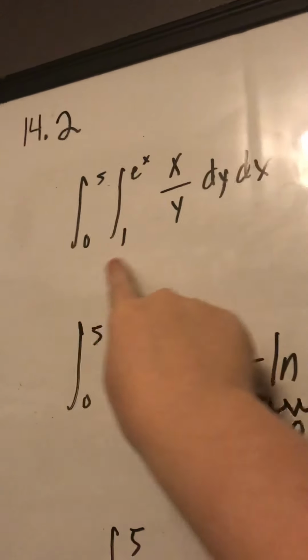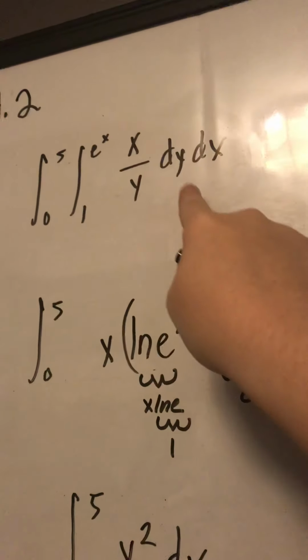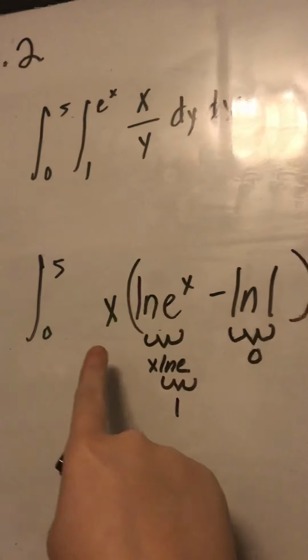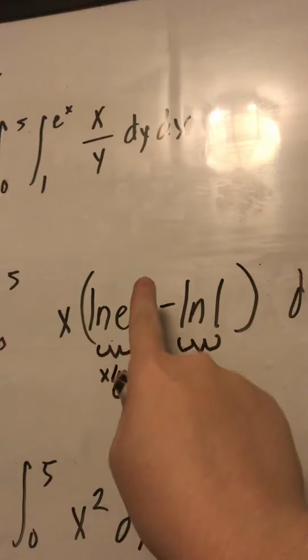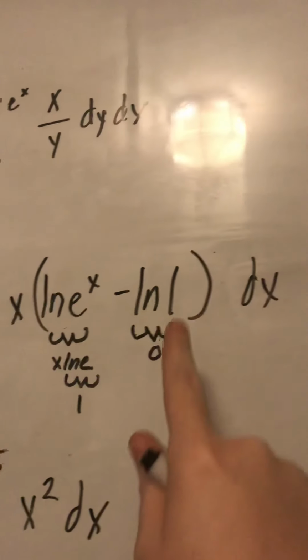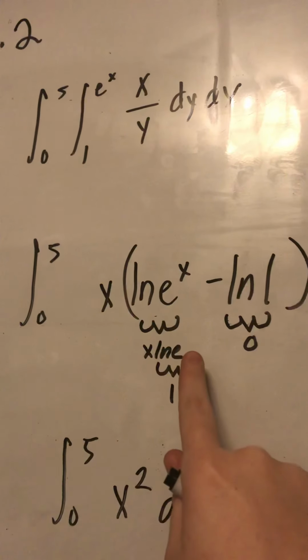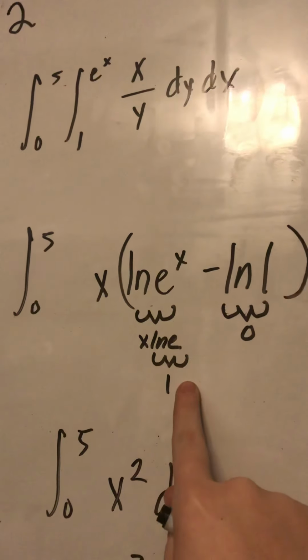Anyway, we have this integral here. We're integrating in terms of y. We get the integral from 0 to 5 of x times the ln of e to the x minus ln of 1 dx. ln of 1 is 0. ln of e to the x can be written as x ln e, where ln e is 1.